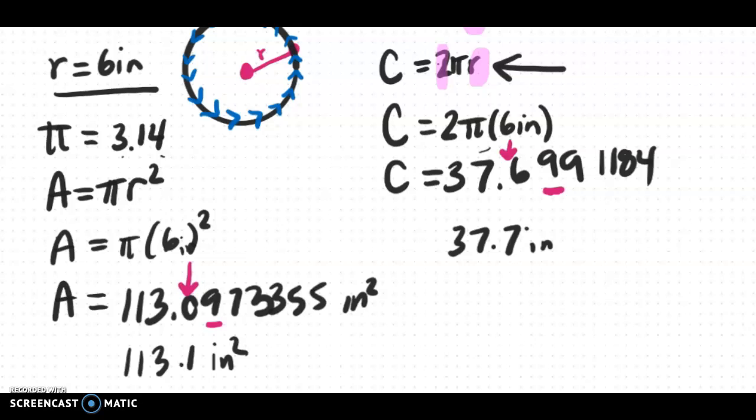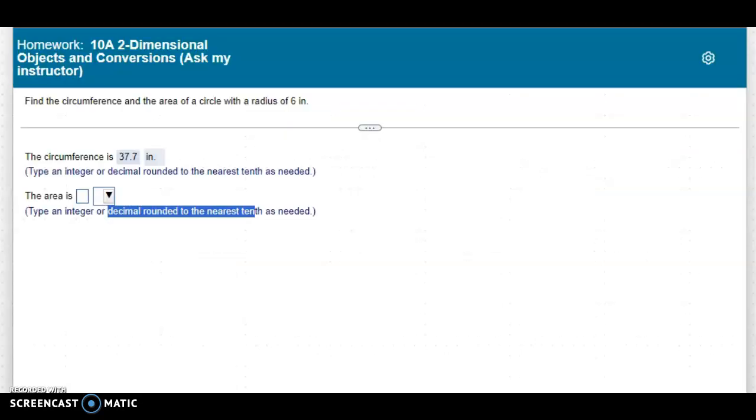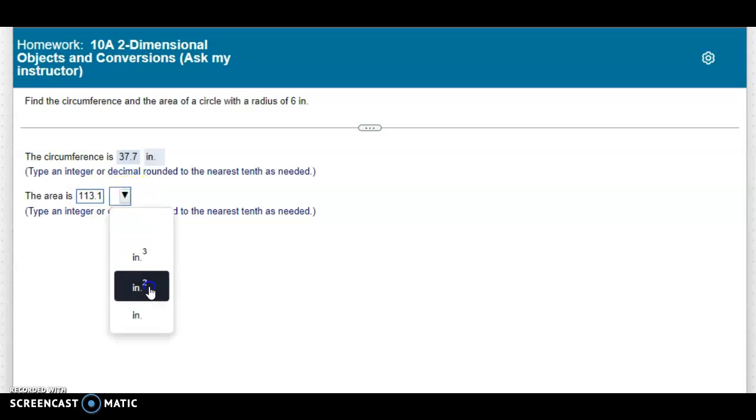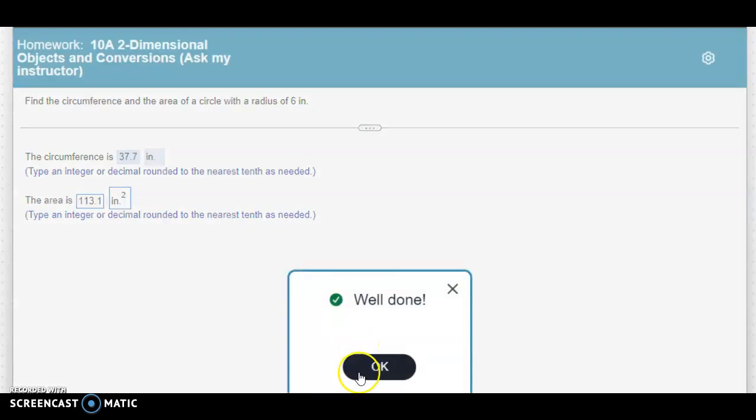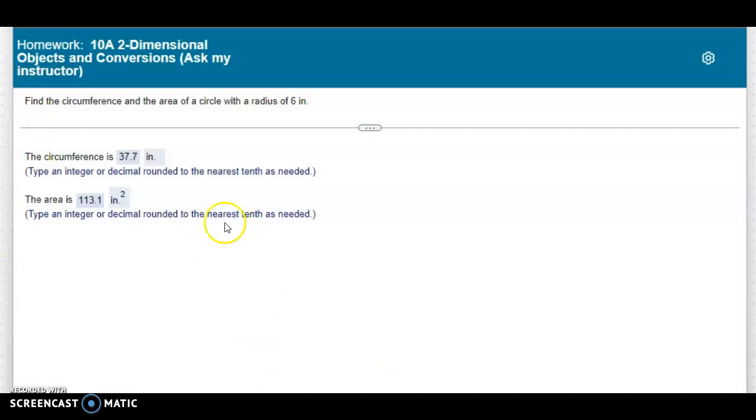And so let's go back to the MyLab Math. And let's put that in. And let's make sure that we get our green check mark. My units here again, for area, it's always going to be square units. Check answer, well done. And then I'm done with this problem and I can move on to the next one.